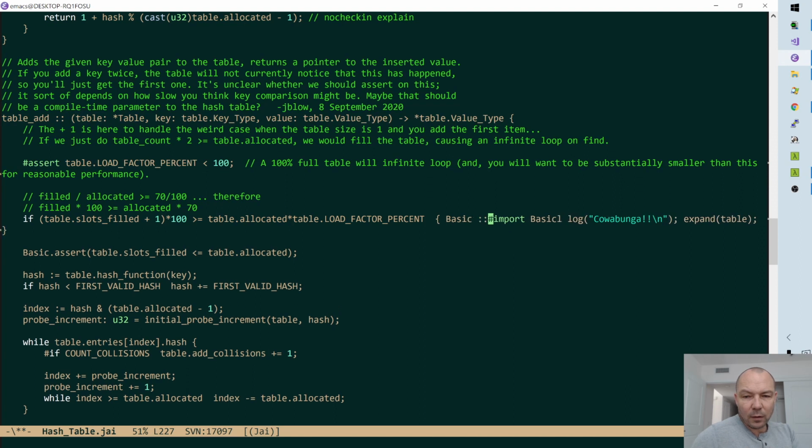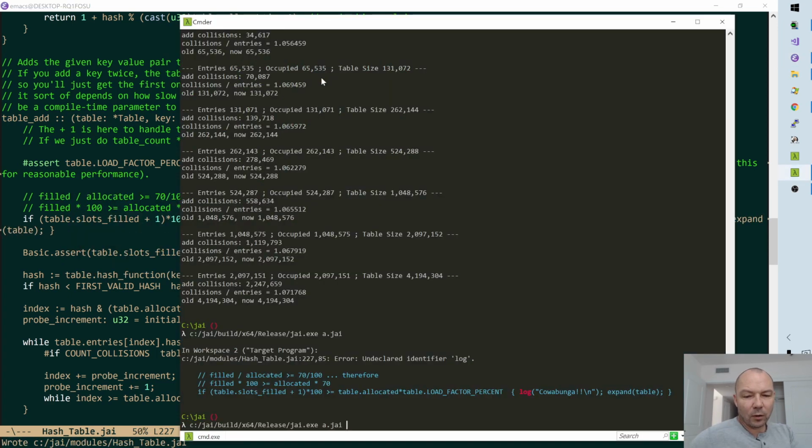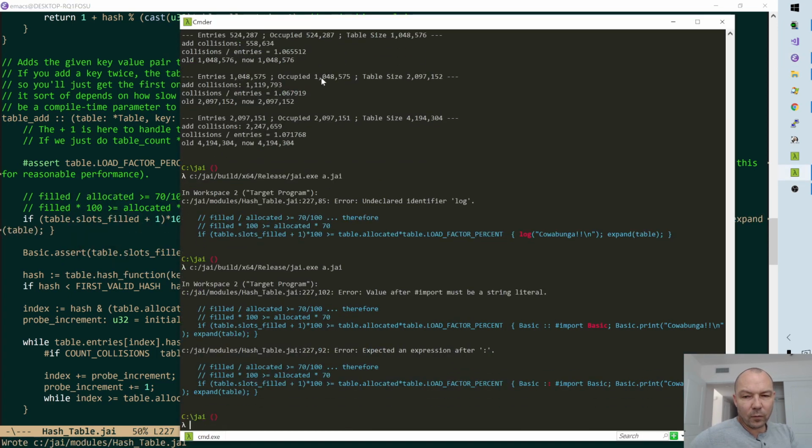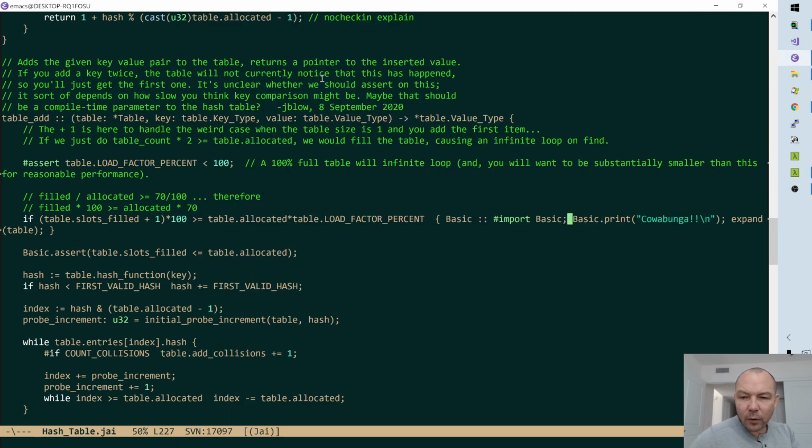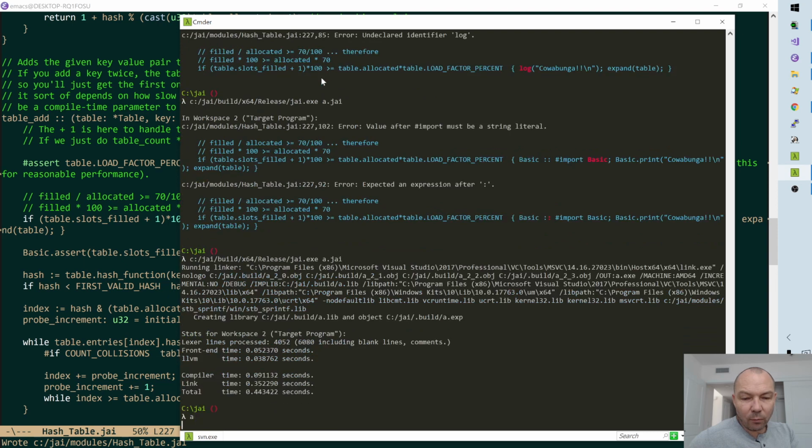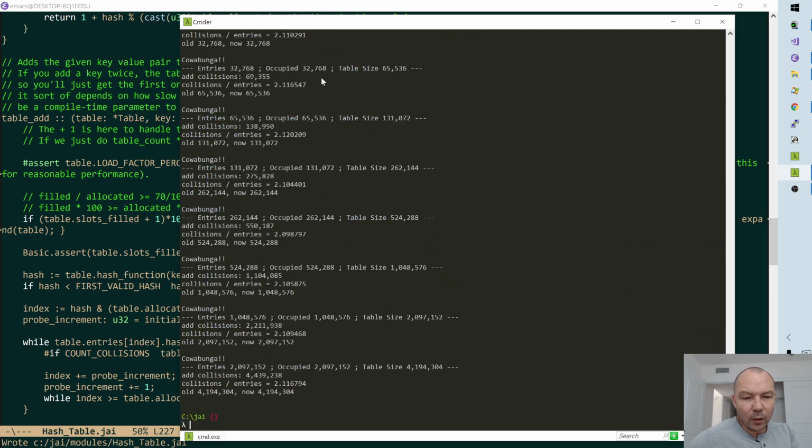Basic, let's import basic. I'm just going to print to be super dumb. So we're cowabungaing, import. Do I know my own programming language? Sometimes the answer is no. So we're cowabungaing every time.